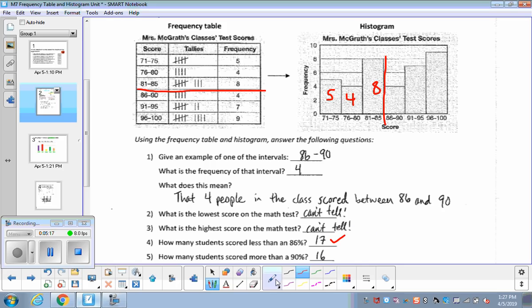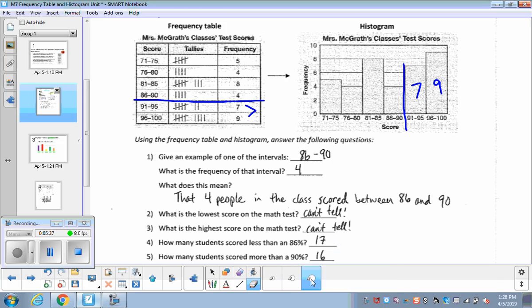Now for the next one, it's asking how many students scored more than a 90. So more than a 90 is going to be below this blue line, and more than a 90 is above right here. So we've got these 7 plus these 9, and here's the 7 plus the 9, and that's where I got this 16. Okay? All right, let me just erase that.